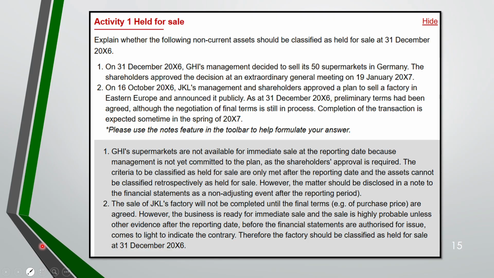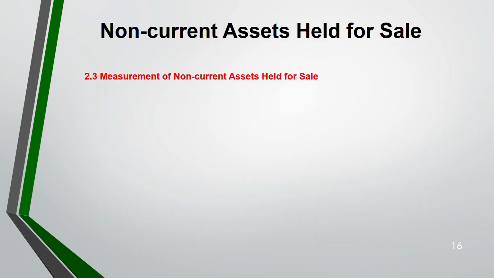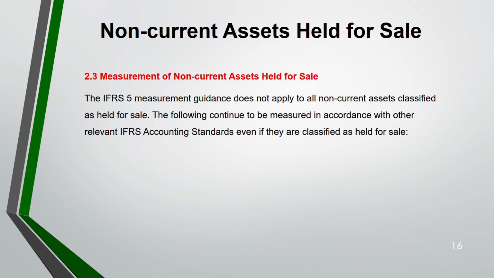So it has met the two criteria, therefore you can sell it and it will be classified as held for sale. Now, how do you measure a non-current asset held for sale? IFRS 5 does not apply to all the non-current assets that are classified as held for sale. The following will be measured in accordance with the relevant IFRS standard even if they are classified as held for sale. So even if these few assets are classified as held for sale, you do not use IFRS 5 for them.